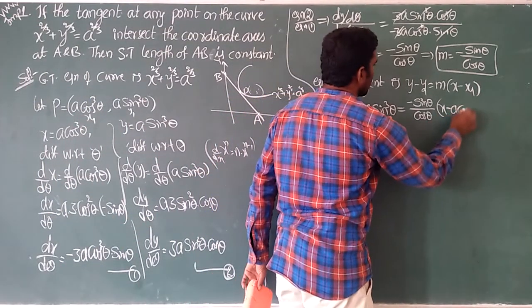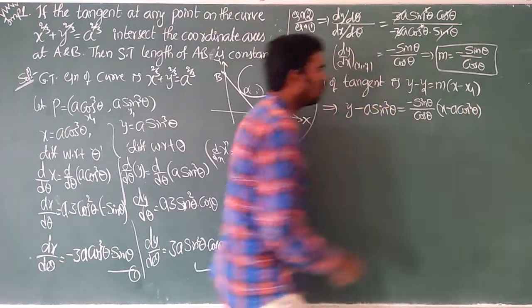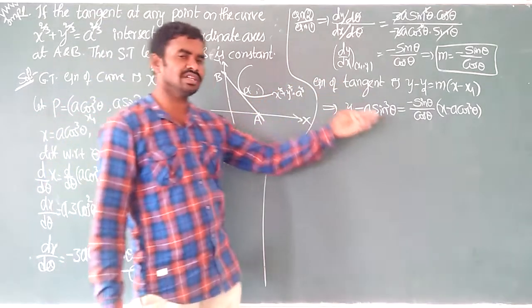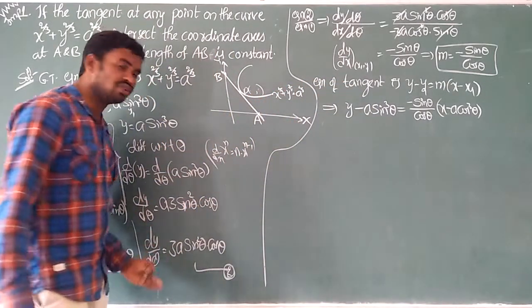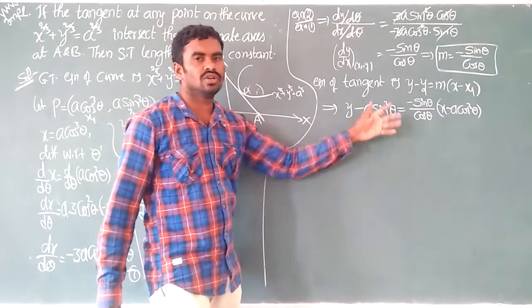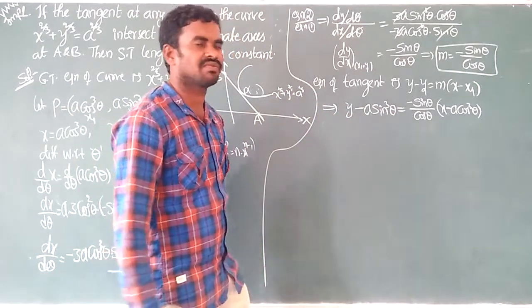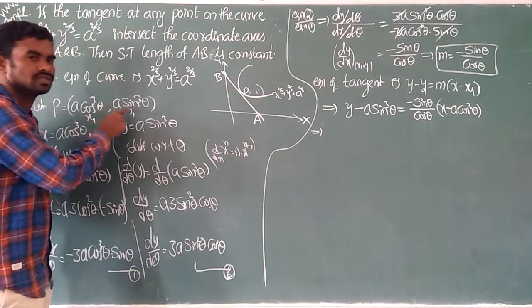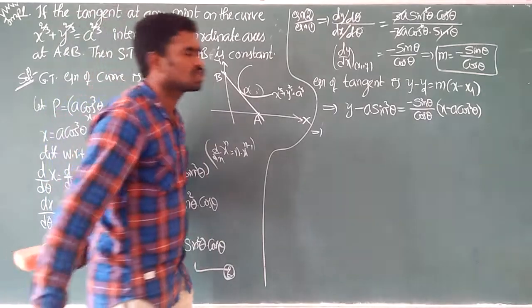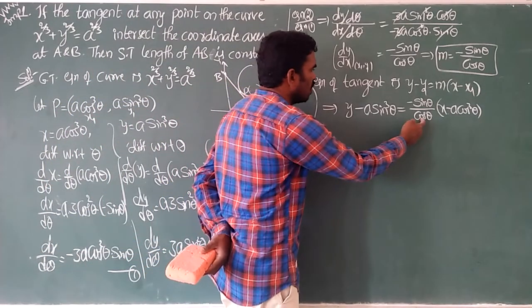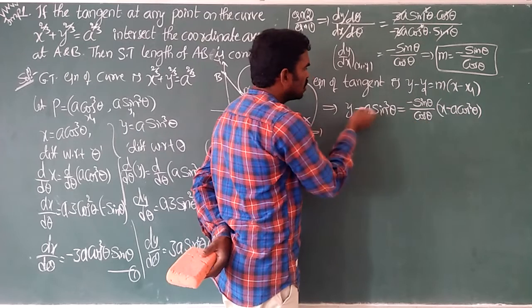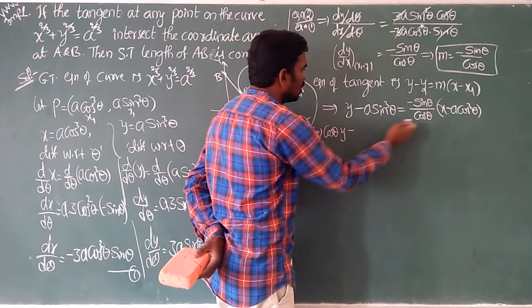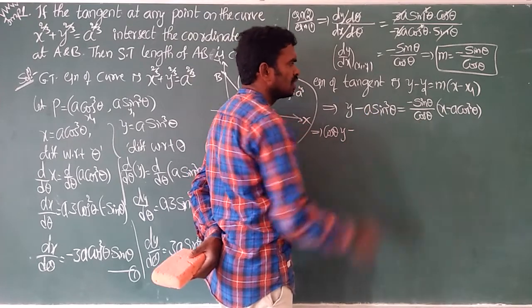Okay, a cos cube theta. See how this assumed point, a cos cube theta, a sin cube theta, is being used. It is used to find the slope and also used to find the equation of the tangent. So that's why we must 100% remember this point. You can even learn it by heart for this problem also, no problem. Okay, simplify. It is in the denominator. So cos theta into y, cos theta y minus cos theta into this.